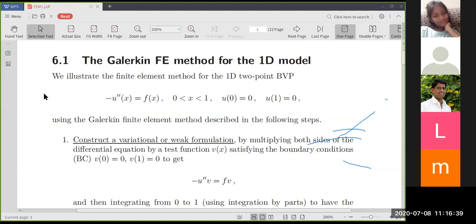minus u double dash is equal to f of x. Take the domain to be 0 to 1. u of 0 is 0.